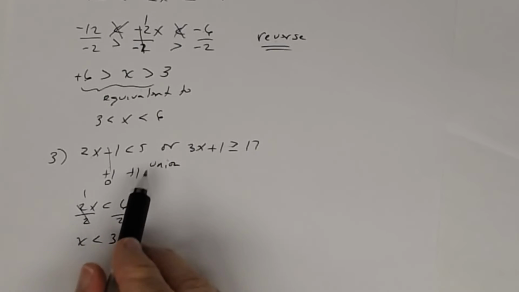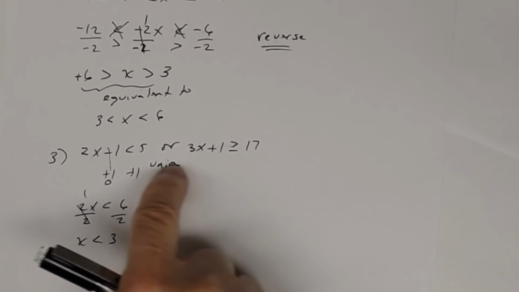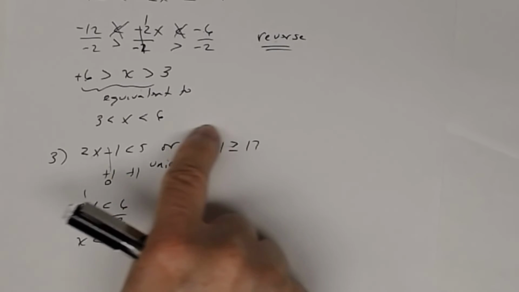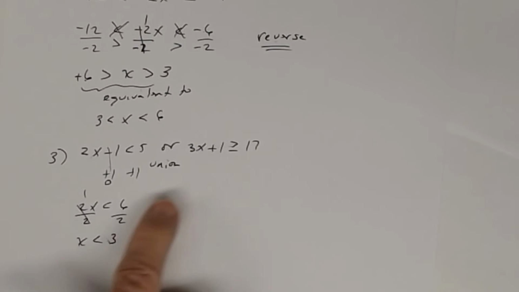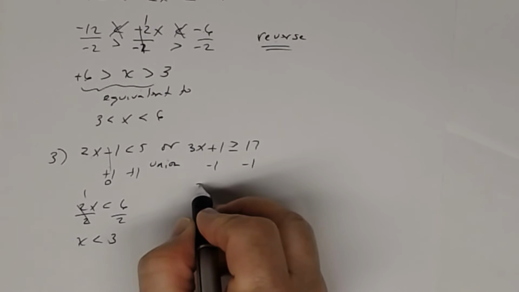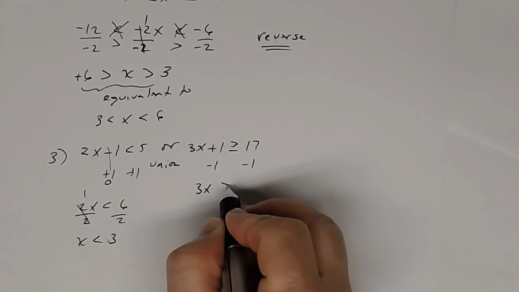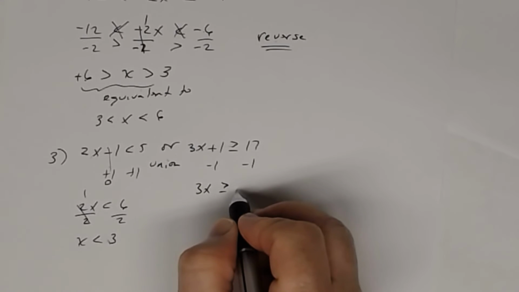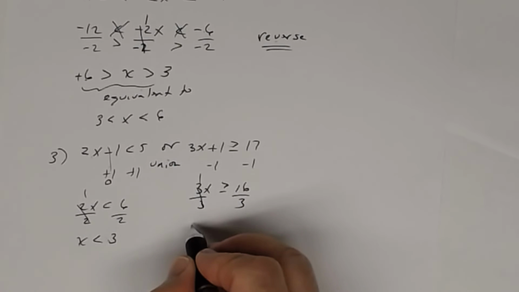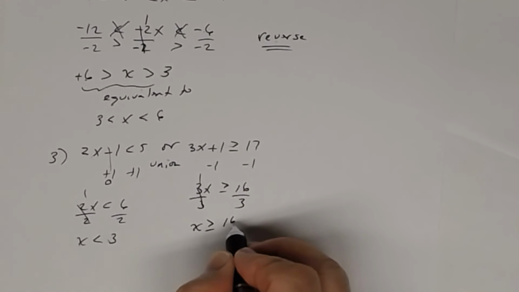But remember, that's an or statement. So that is also the solution, well, part of, because we have to look at this one too, but that's also part of the solution to this compound inequality. There could be more depending on what we see here. All right, over here, let's go ahead and subtract 1 from both sides. I get 3x is greater than or equal to 17 minus 1 is 16. Divide both sides by 3 and then simplify. I get x is greater than or equal to 16 thirds.